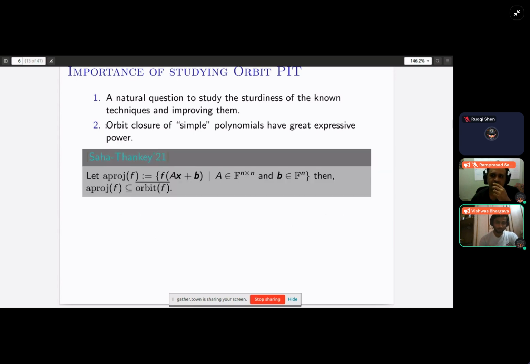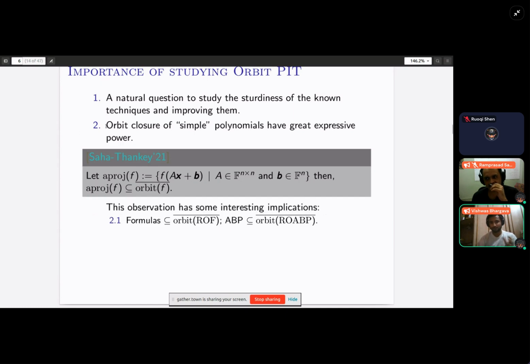So as mentioned by Saha Thanke, this observation says that if you look at affine projections, that is, matrices applied to a polynomial which are not necessarily invertible, they are contained in the orbit closure of a family. This simple observation has lots of interesting implications. It says that the orbit closure of read-once formulas, a very simple class, contains all formulas.